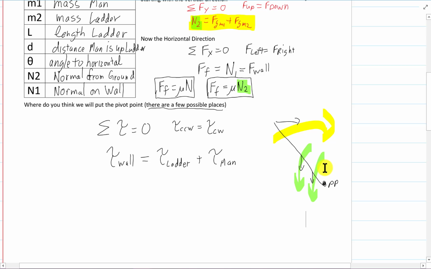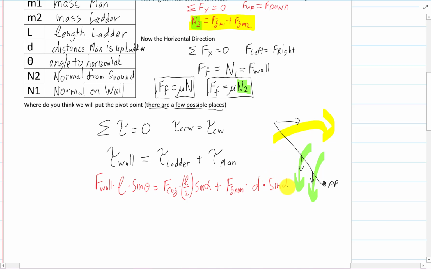This will have the force of the wall. Well, okay, one more line. The force of the wall times the length of the ladder times the sine of, and I think that was theta up at the top, has to equal the force of the center of gravity times half the length of the ladder times sine of alpha plus the force of gravity of the man times his distance up, which is d, times the sine of alpha as well.